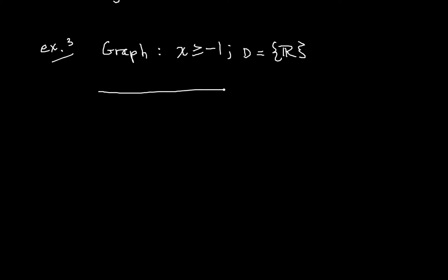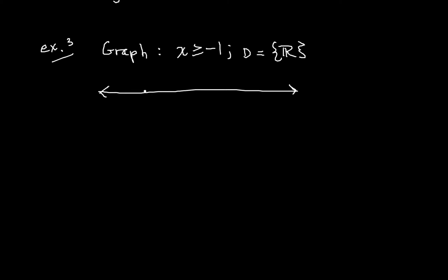So example 3. I'm doing all the examples just to make sure you get it. You can always stop the video and try them yourselves. Graph x is greater than or equal to -1, and the domain is the reals. So it's a real number, so we do that. This one's pretty simple. We probably didn't need to do this one.